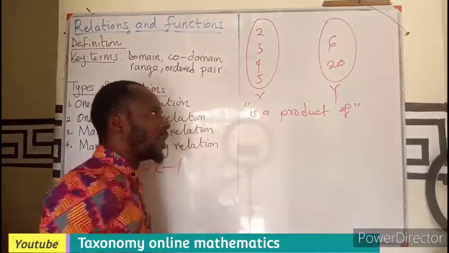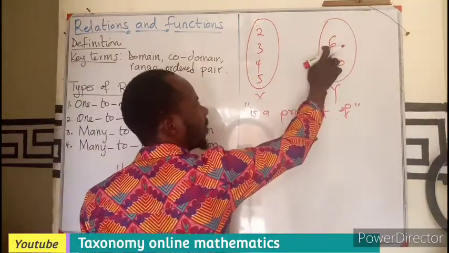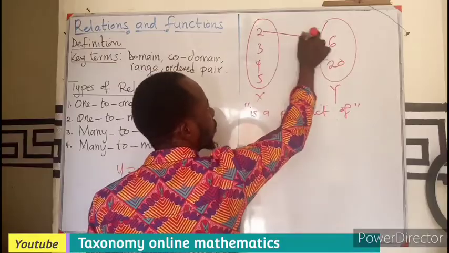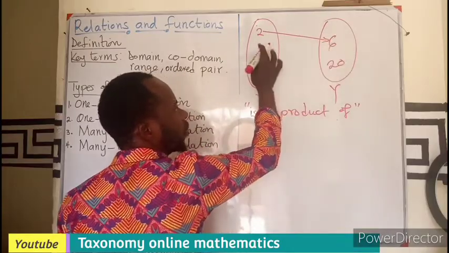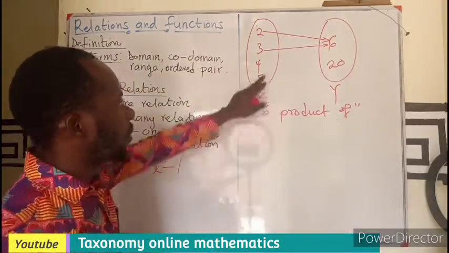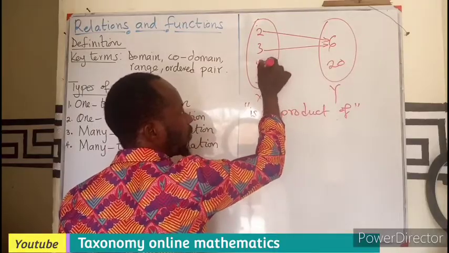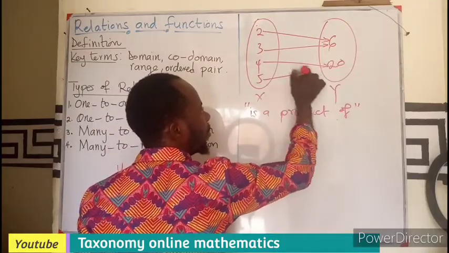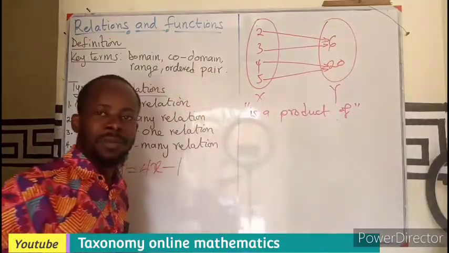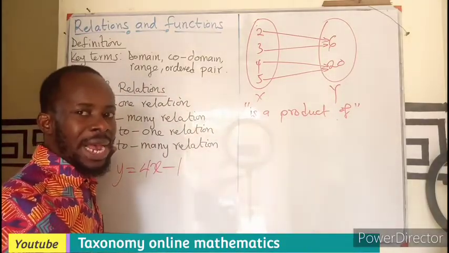So the description of this relation is a product of. So this is a product of 2. 6 is also a product of what? 3. Is 6 a product of this? No. But we can say that 20 is a product of 4. At the same time it is a product of what? 5. So we are saying many, meaning more than one element.